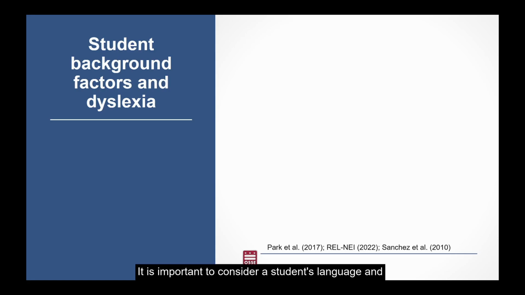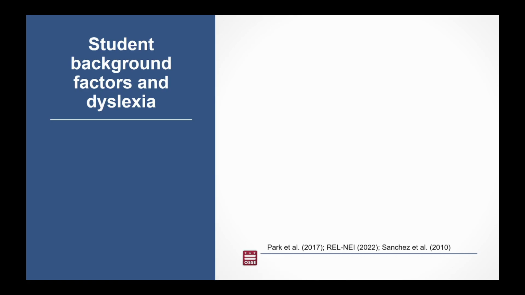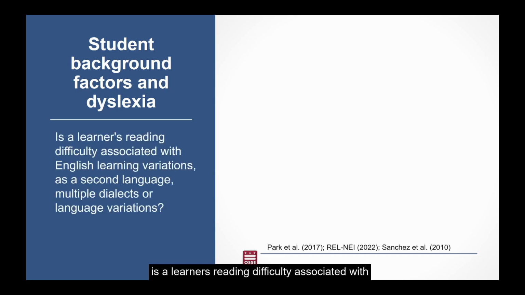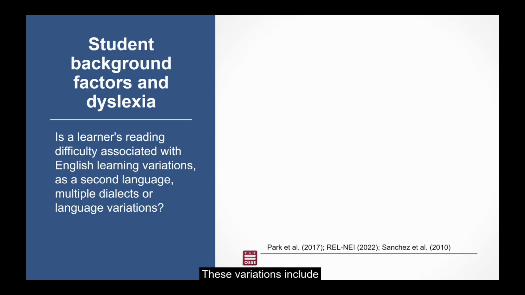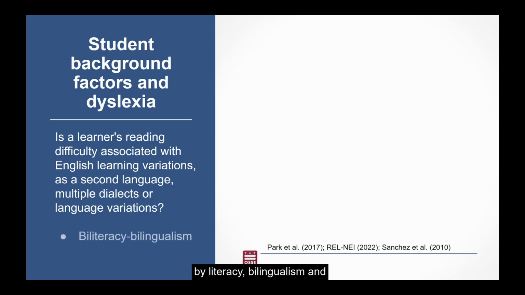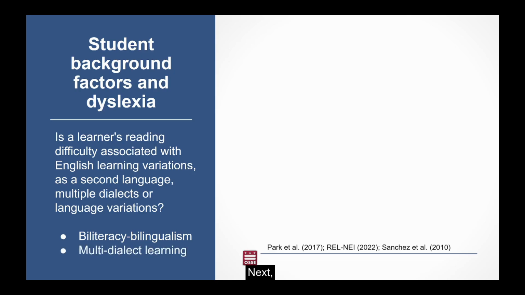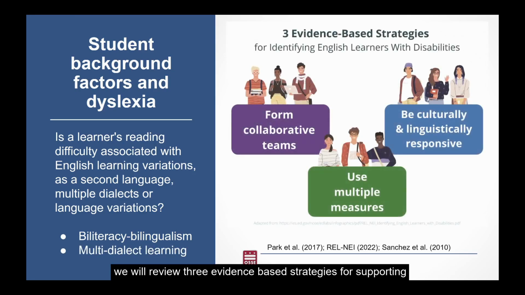It is important to consider a student's language and cultural background as related to their reading by asking: is a learner's reading difficulty associated with English learning variations, as a second language, multiple dialects or language variations? These variations include biliteracy, bilingualism, and multi-dialect learning. Next, we will review 3 evidence-based strategies for supporting students who have English language and learning variations: forming collaborative teams, using multiple measures, and being culturally and linguistically responsive.